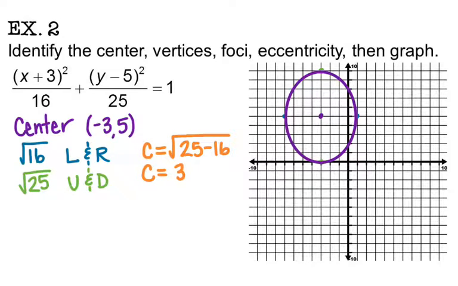So the C value tells me how far away the focus point is from the center, and it's always along the major axis. So since our ellipse is longer up and down, then I'm going to go 3 spaces up and down from the center to get my focus points. Okay, so then when I write the ordered pairs, I can either use the equation in my foldable, or I can count the spaces, and I know I'm going to go 3 spaces up and 3 down from the center. So my focus points are located at -3, 8 and -3, 2.